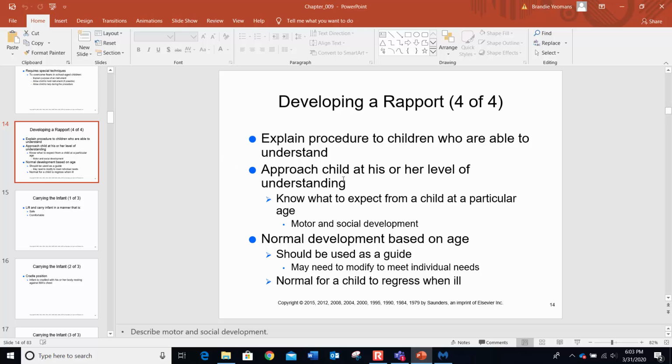So we also look at, during the development of rapport, the different levels of understanding for children. You know that toddlers don't understand things that adolescents understand. So you've got to be able to relate to those children on their particular age group. And you don't want to try to belittle them, but you don't want to talk above them to where they just can't understand. Understand that your adolescents are going to be the ones that it's kind of hard to reach because they tend to not want to share so much with us.